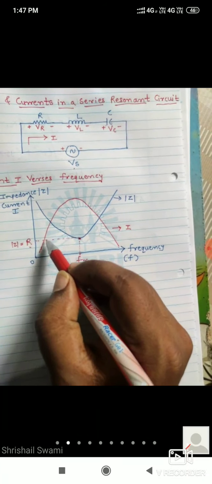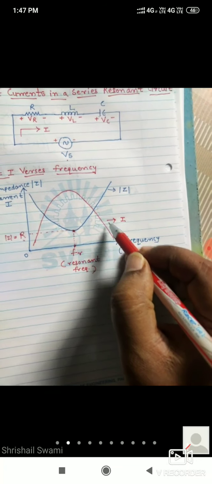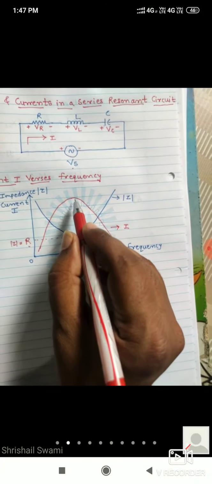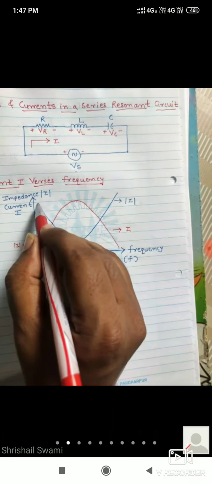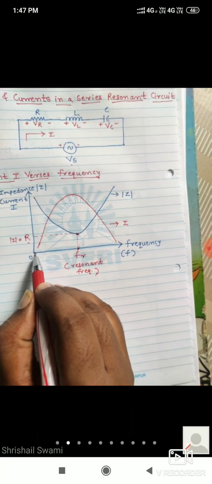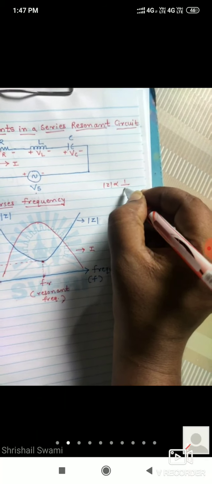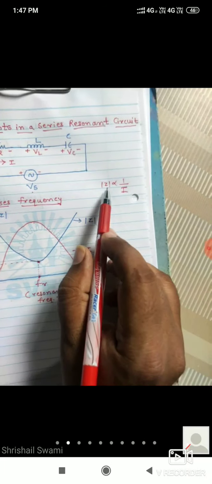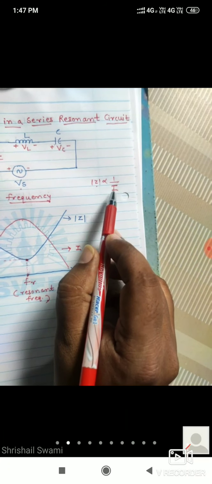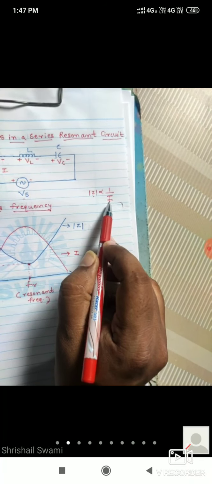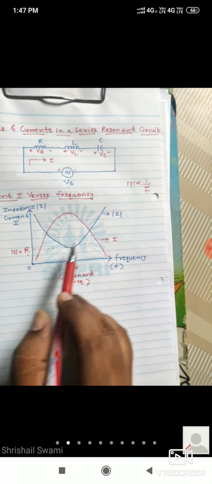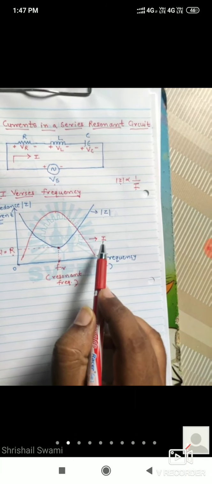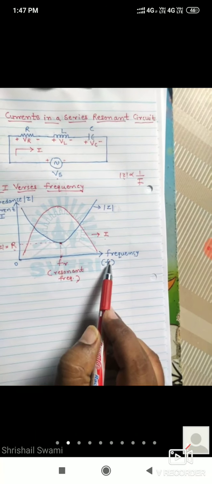So this will be the current curve. When impedance is low, current is maximum. When impedance is maximum, current is 0 or minimum. This is because Z is inversely proportional to I. Impedance is always inversely proportional to I. If impedance is low then current is high, and if impedance is high then current is minimum. So this will be the combination of the curves of impedance and current with respect to frequency.